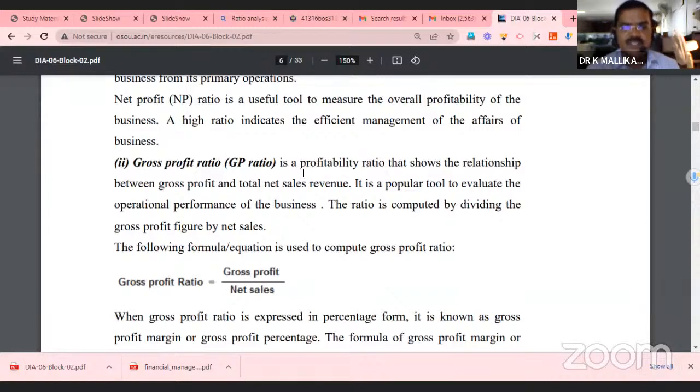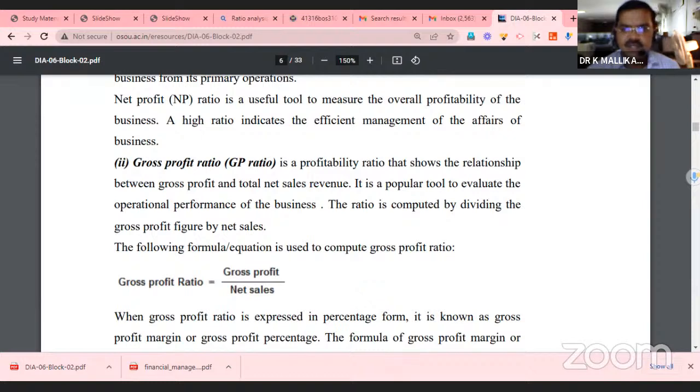The second one is gross profit ratio. This is also a profitability ratio to know the relationship between gross profit to net sales revenue. How can we calculate this gross profit? Very simple. Sales minus cost of goods sold will give the gross profit.